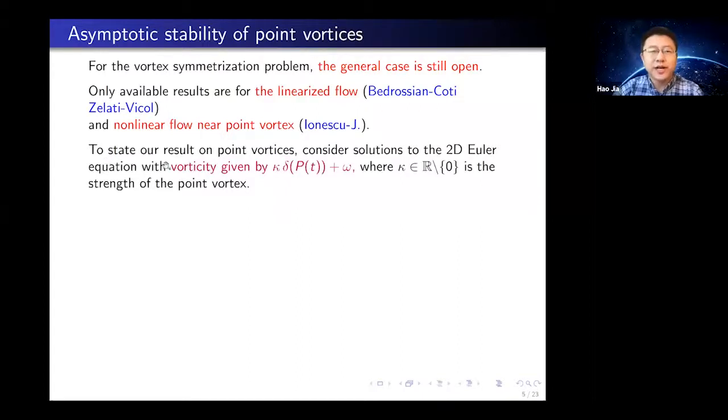So to state our result on the point vortices, we consider solutions to 2D Euler, which are written as some coefficient kappa, which is non-zero. Okay, it has to be non-zero. Kappa times a Dirac mass centered at some point p(t), plus a perturbation. So p(t) will actually move. So p(t) is the position of the Dirac mass.